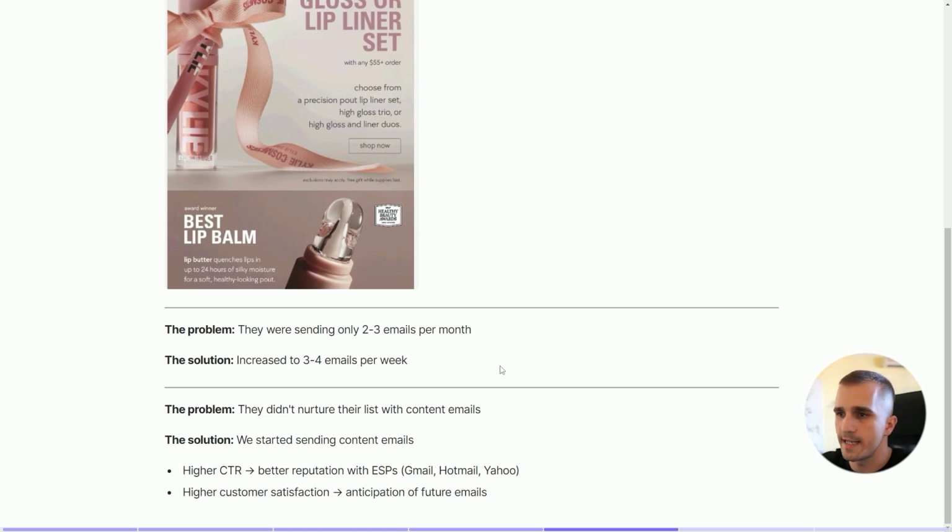So we have started sending the content emails. We have improved their domain reputation with ESPs. ESPs are Gmail, Hotmail, Yahoo, and all these email service providers. And it also helps with higher customer satisfaction. As I mentioned, people enjoy their emails and they anticipate all the future emails. So super important thing.